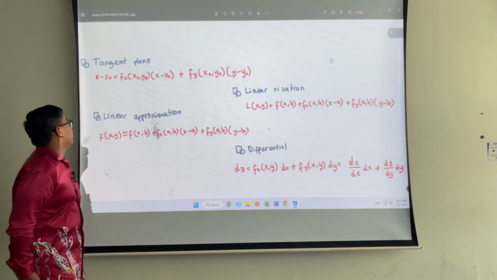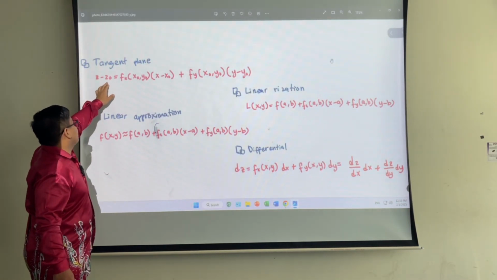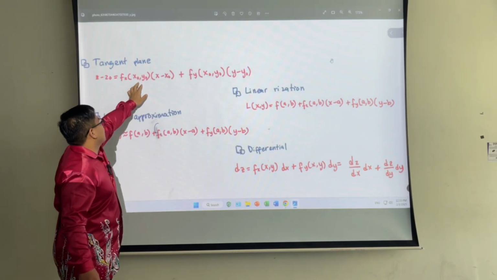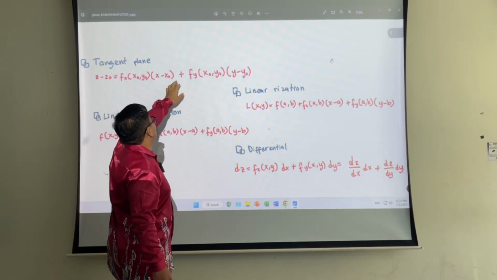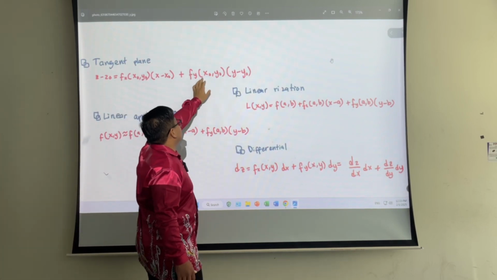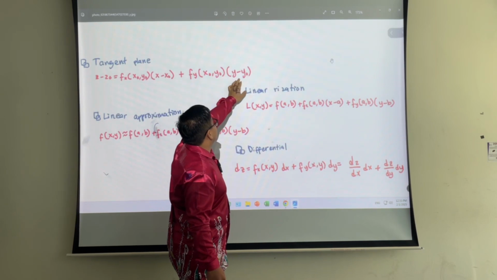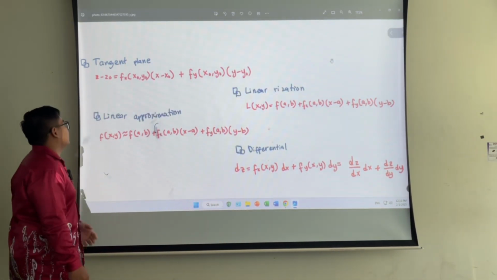Okay, we move to the formulas. This is the formula for the tangent plane: z minus z naught equals f_x of x naught, y naught multiplied by x minus x naught, plus f_y of x naught, y naught multiplied by y minus y naught.